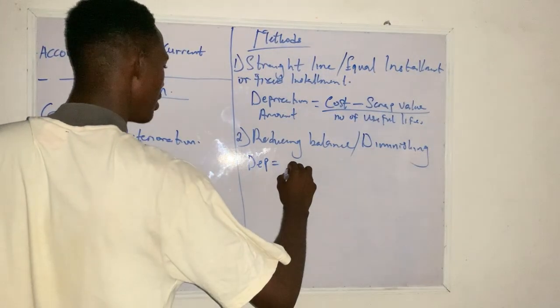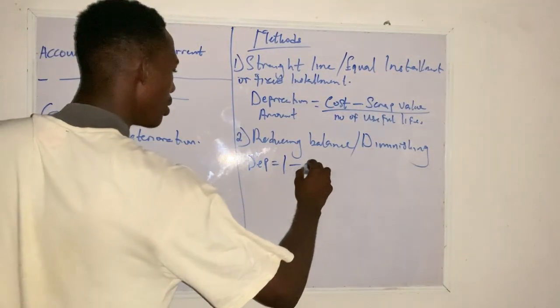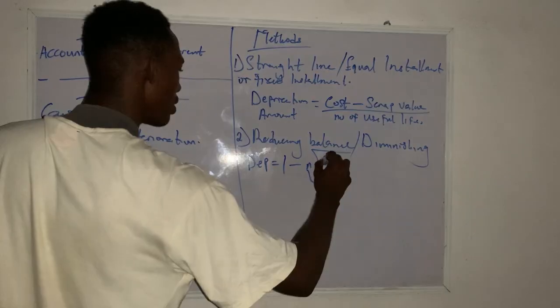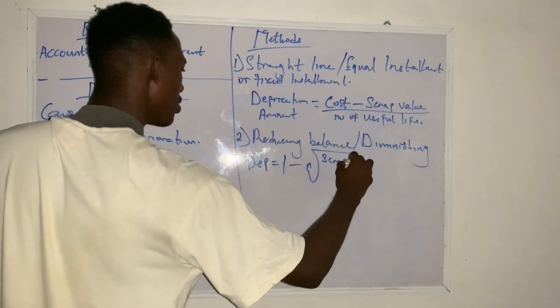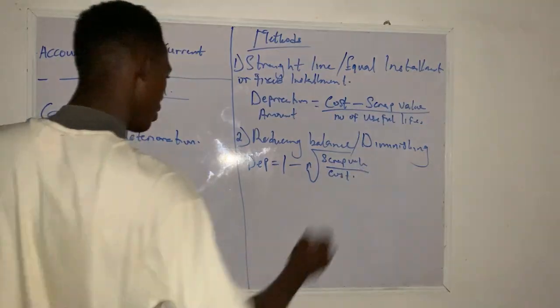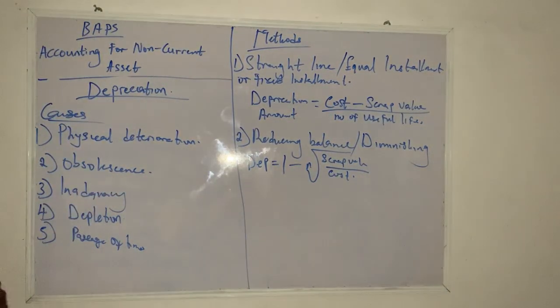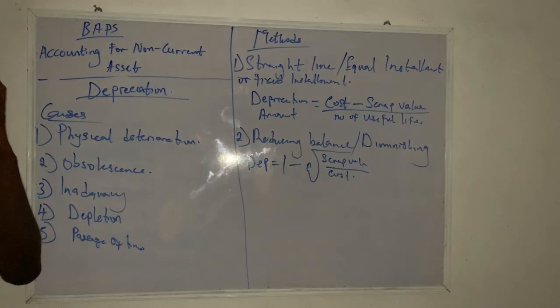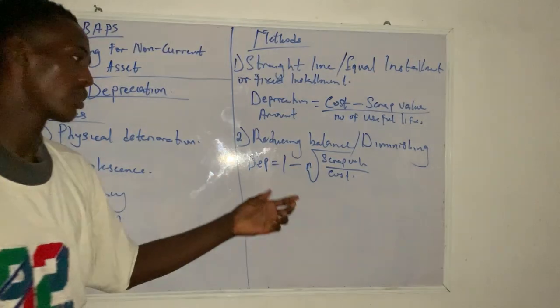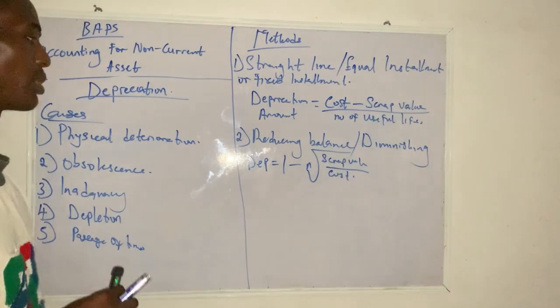Getting the nth root. Nth root of what? Scrap value over what? Over our cost. Where n is representing the number of useful life, then our scrap value over our cost will give us what? The percentage. This will help us to get what? The percentage of our depreciation.